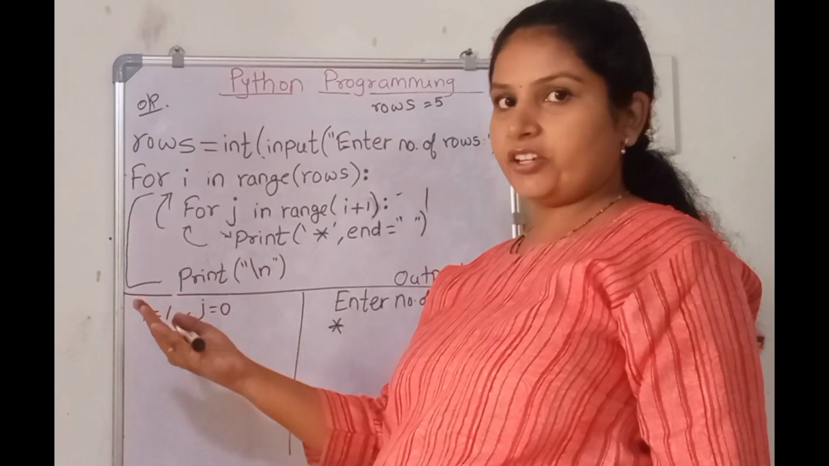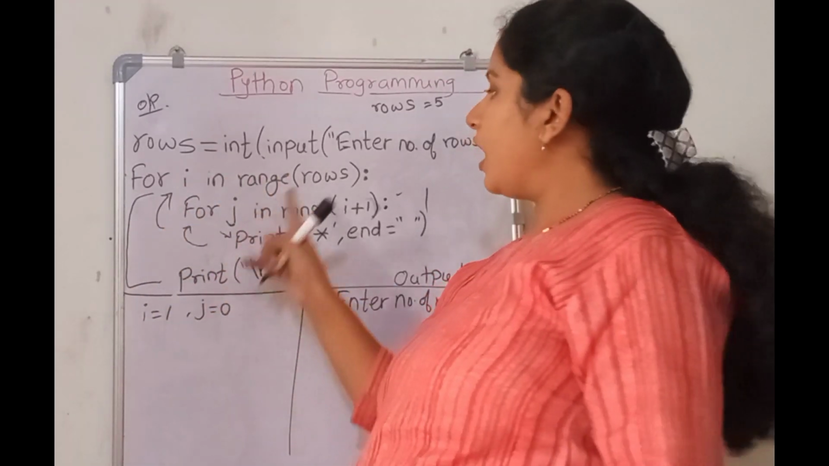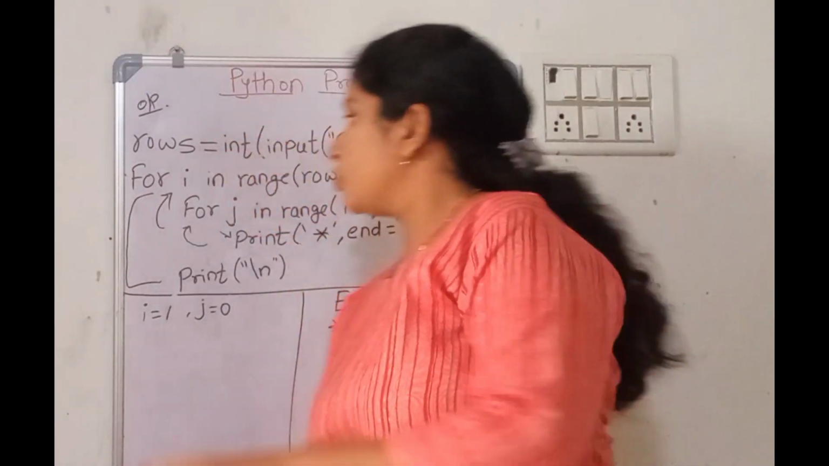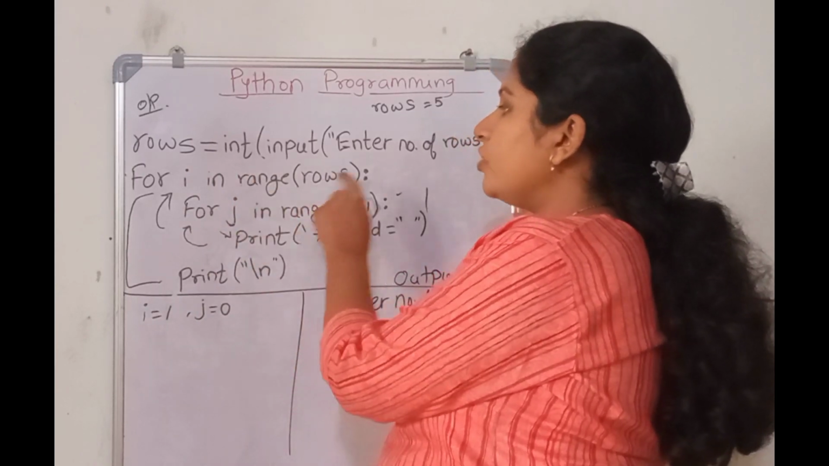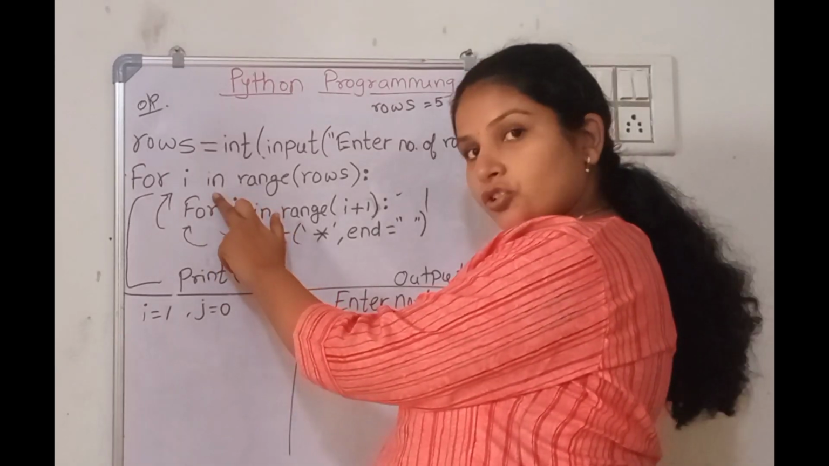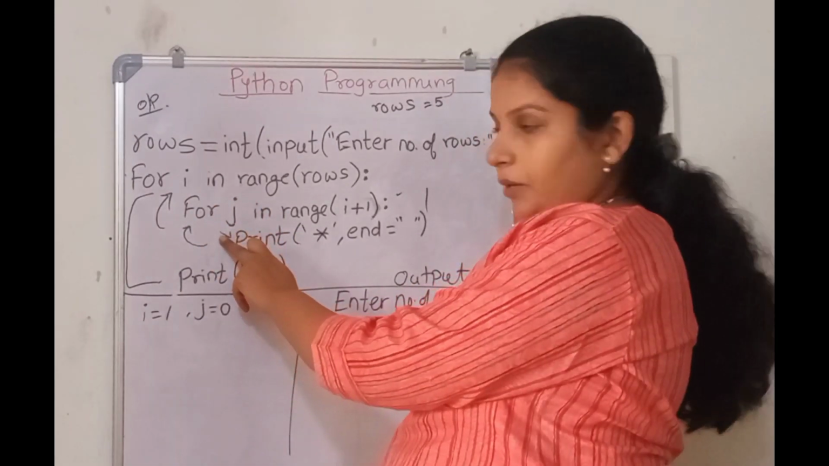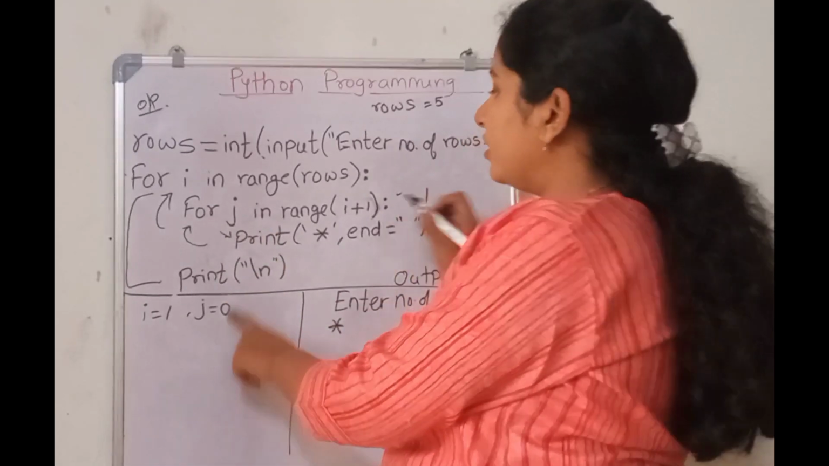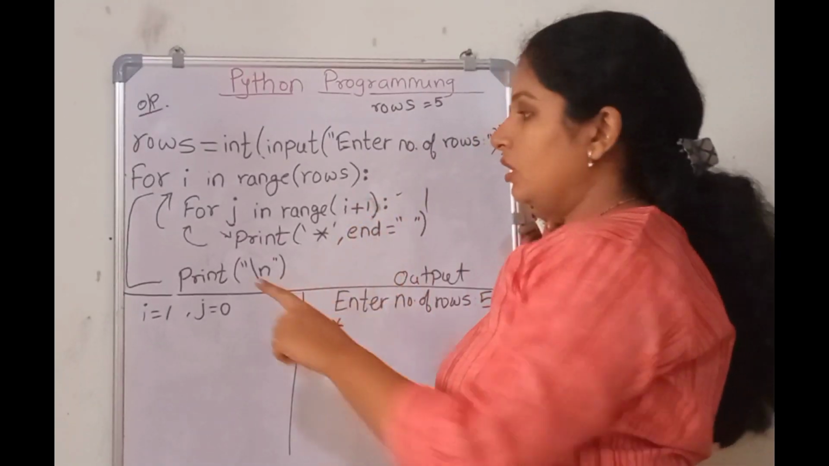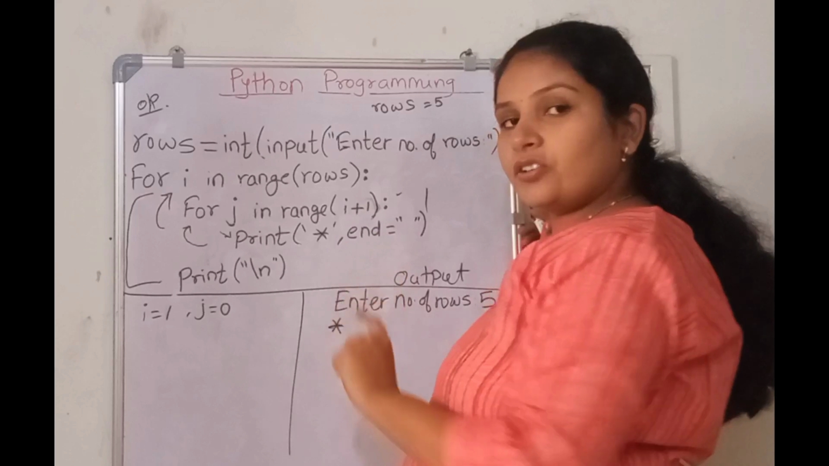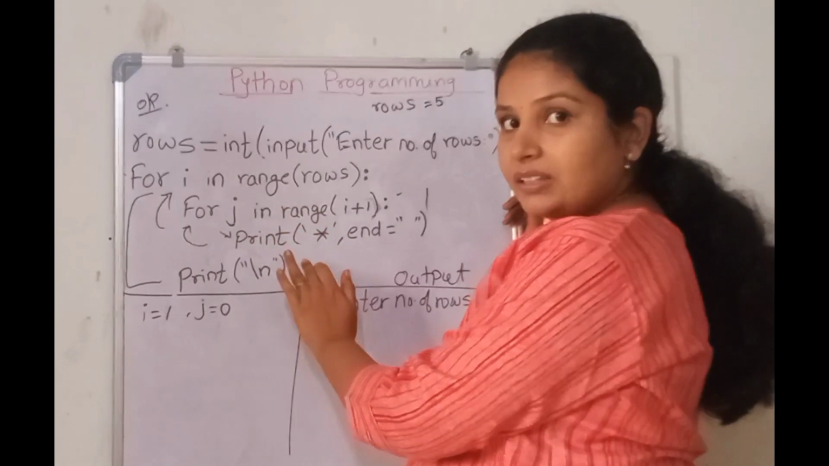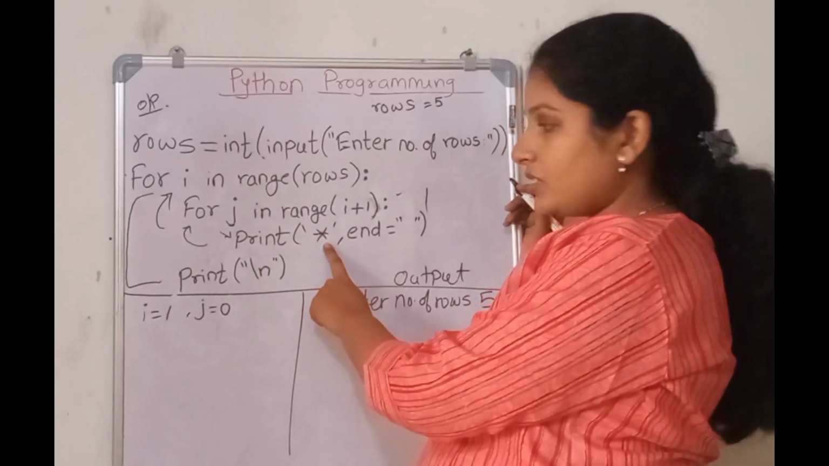Now check the condition here. Now your i value is 1 and your rows value is 5. That will be your constant value. So i is 1 in range rows 5. Is 1 less than 5? Yes. This condition is true. You are going inside for the j. J value is 0. Check the condition i plus 1. I is 1 plus 1, 2. J is 0. Is 0 less than 2? Yes. 0 is less than 2. Condition is true. Going inside the jth loop, print asterisk, end.